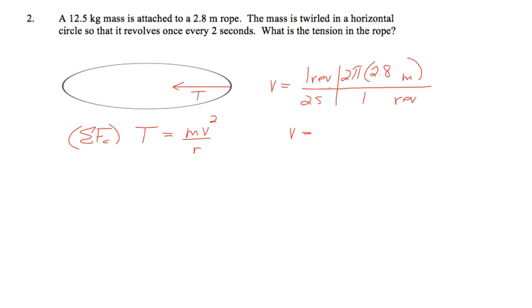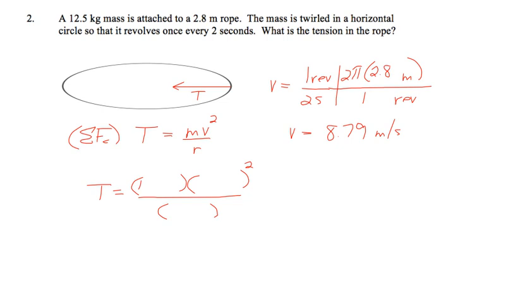So, I don't know what this is. It's basically pi times 2.8, because the 2's will cancel out. 8.792. That sounds like it could be right. So 8.79 meters per second. And so now my tension, which is what they asked for, what's the tension in the rope, is going to be mv squared divided by r.